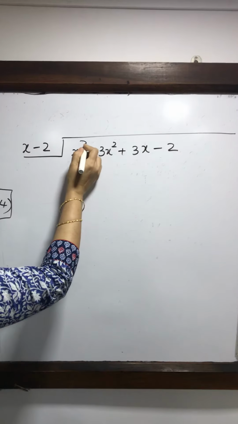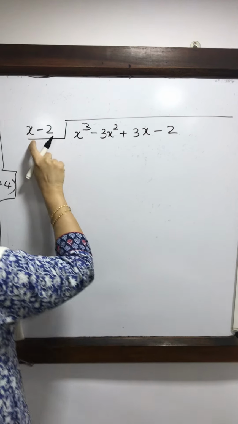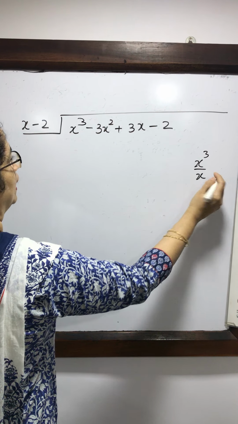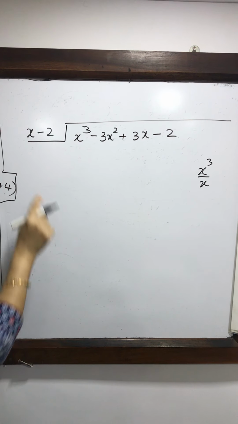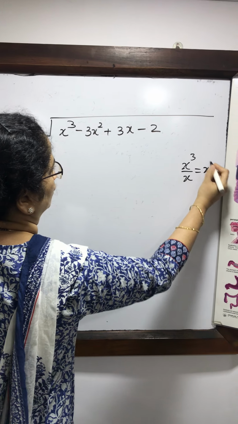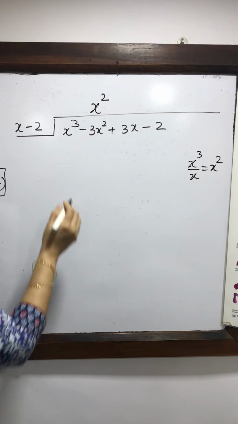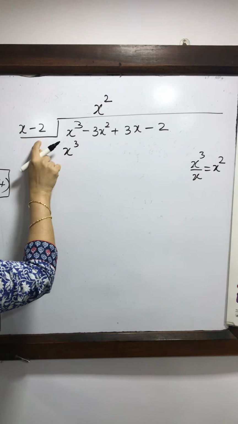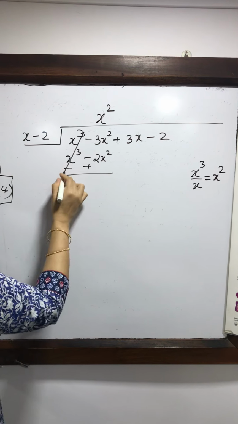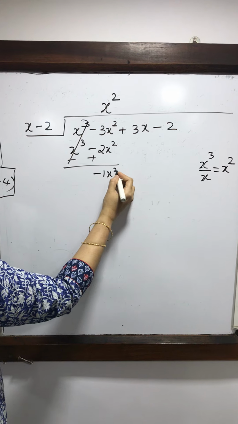So the dividend is x cube minus 3x square plus 3x minus 2. The first term of the quotient, as I have already told, is obtained by dividing the first term of the dividend by the divisor. The value of this is x square, which is the first term of the quotient. So we will get x cube minus 2x square. We change sign and cancel the first term. Minus 3 plus 2 is minus 1x square.